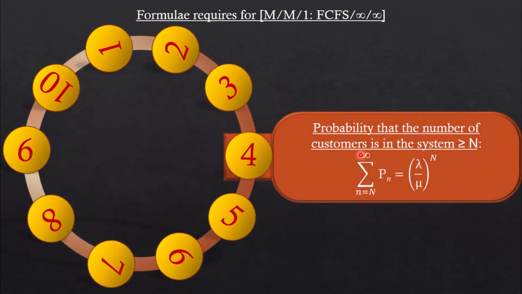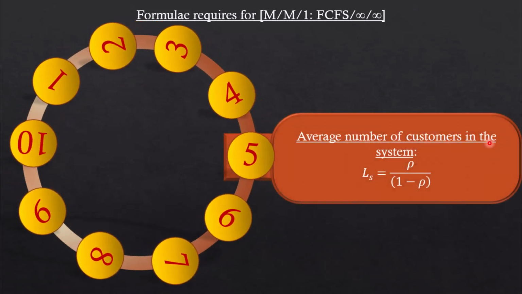Probability that the number of customers in the system is greater than capital N. In order to find this, we need lambda and mu: (lambda by mu) to the power capital N. Now let us move ahead.